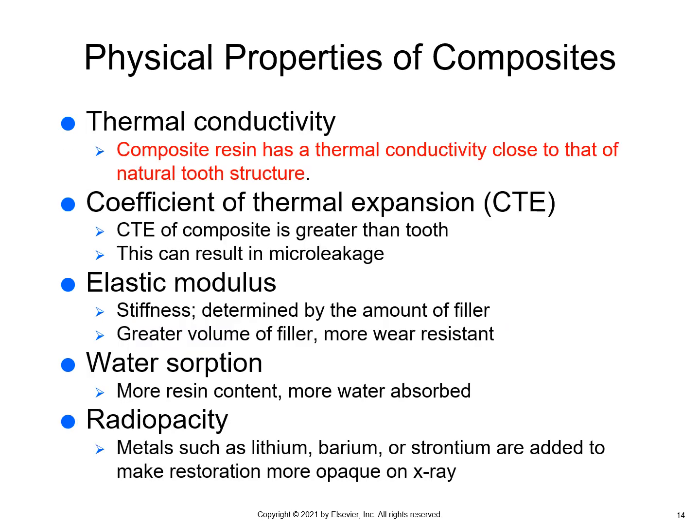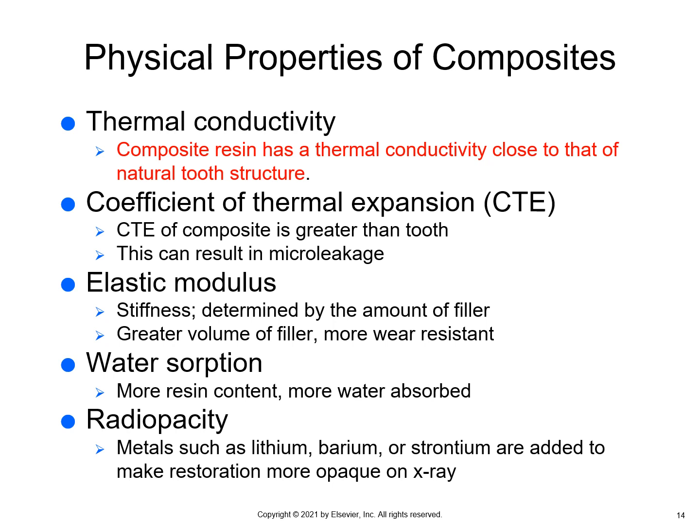Thermal conductivity is, as we've talked about, the expansion and contraction of a material due to temperature. So composite resin has a thermal conductivity close to that of natural tooth structure, which is a really good thing. That is one of the benefits over amalgam. Amalgam is metal. As we know, metal is a good conductor of heat and cold. So it's going to expand and contract at a much different rate than tooth, where composite is much closer to the tooth structure.